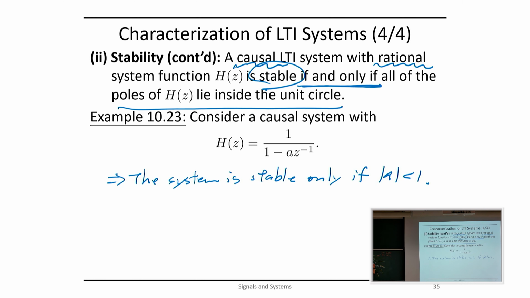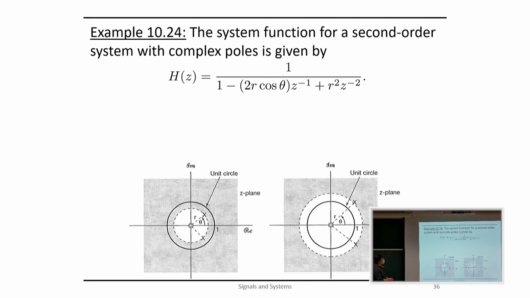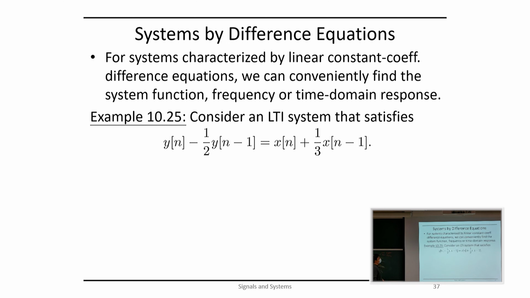In the continuous time case, we get system functions that are rational when we have a system described by linear constant coefficient differential equations. In discrete time, differential equations correspond to difference equations. This is just another example of including or not including the unit circle. Here is an example of linear time invariant systems described by difference equations.